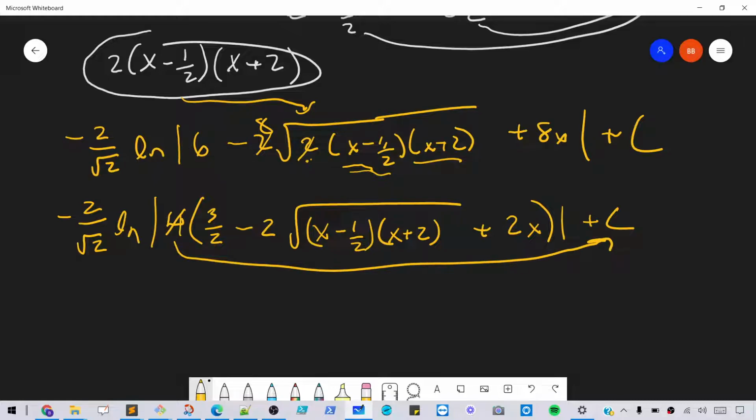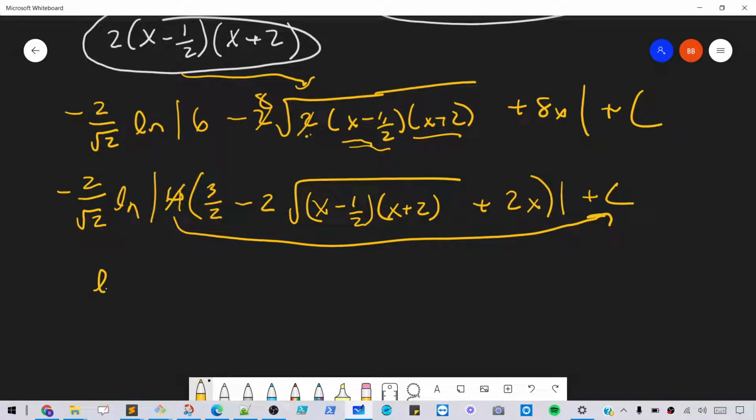Let me show you the reason for that: the logarithm rule. Let's write this like ln ax, where a is a constant, x is our variable. This can be written as ln a plus ln x.